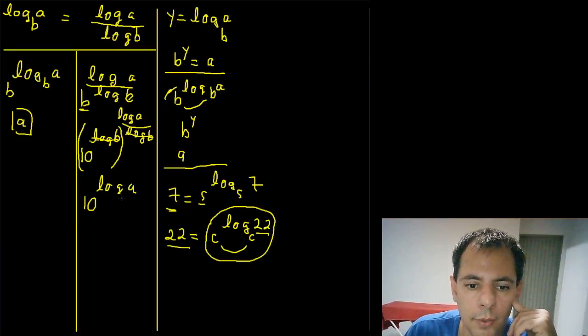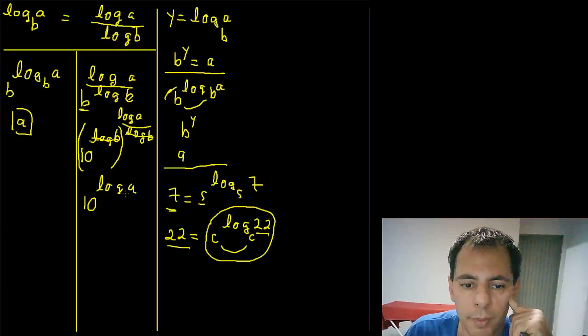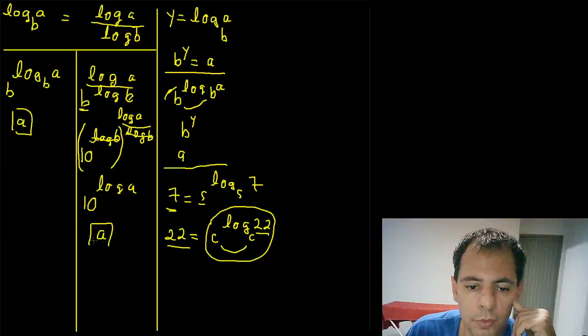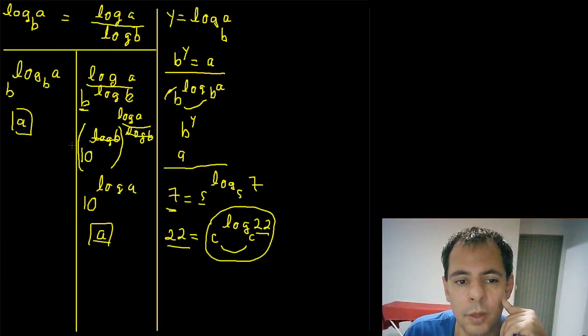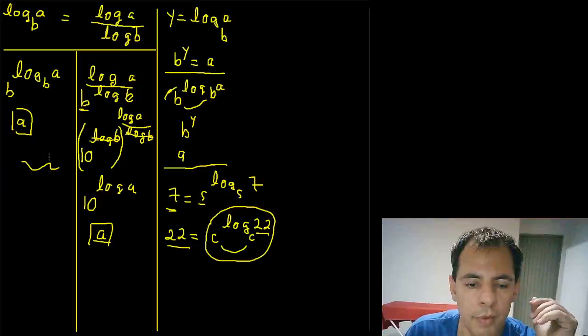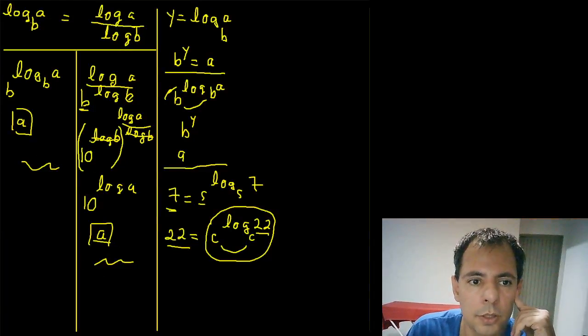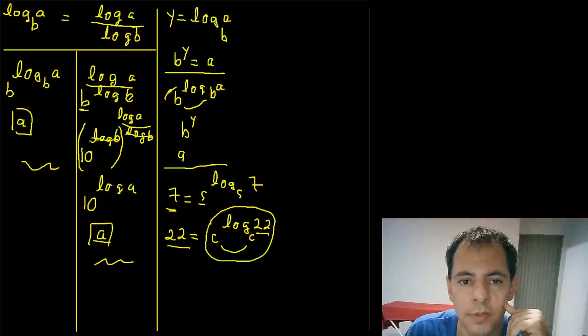Now, what did I say? That when you don't have a base showing up here, it's because it's 10. So this one is 10 and this one is 10. The whole thing equals what? a. So I proved that this side equals a and this side equals a. Therefore, whatever happens on this side equals whatever happens on this side. Okay, so that proves that log of a on the base b equals log of a divided by log of b.